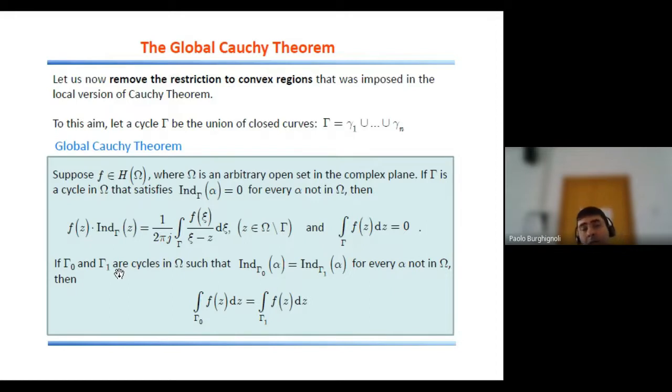So, as a consequence, if gamma 0 and gamma 1 are two cycles in omega with the same index with respect to any point alpha outside omega, then as a consequence of the previous statement, you may conclude easily that the integral of f with respect to gamma 0 is equal to the integral of f with respect to gamma 1. Let us illustrate this in practice.